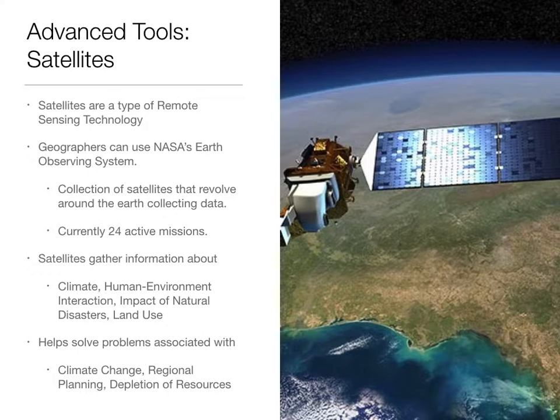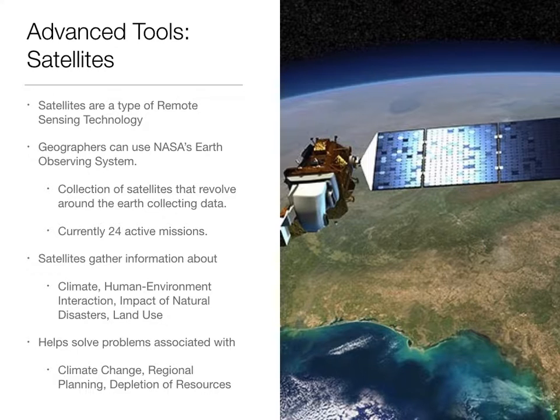Geographers use what's called the Earth Observing System, or the EOS, which is a collection of satellites controlled by NASA and NOAA. Currently, there are 24 active NASA EOS missions. Satellites gather information about climate, human-environment interaction, impact of natural disasters, as well as land use and agricultural use. They help solve problems associated with climate change, regional planning, and depletion of resources.